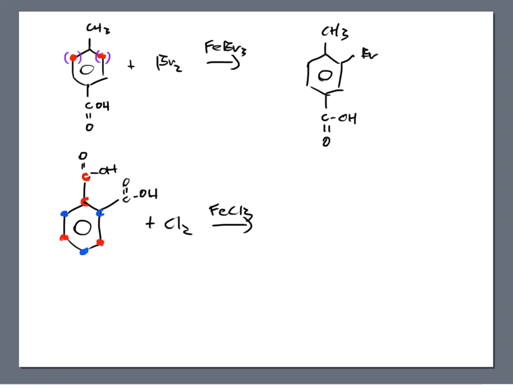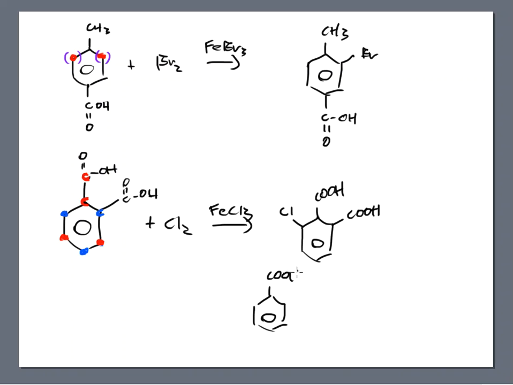So that means I'm going to have to write down these possibilities. Here's my benzene ring. Here's my COOH group. Here is a COOH group. And I'm going to add on my chlorine. All right, so my chlorine could go here. There's my first possibility.